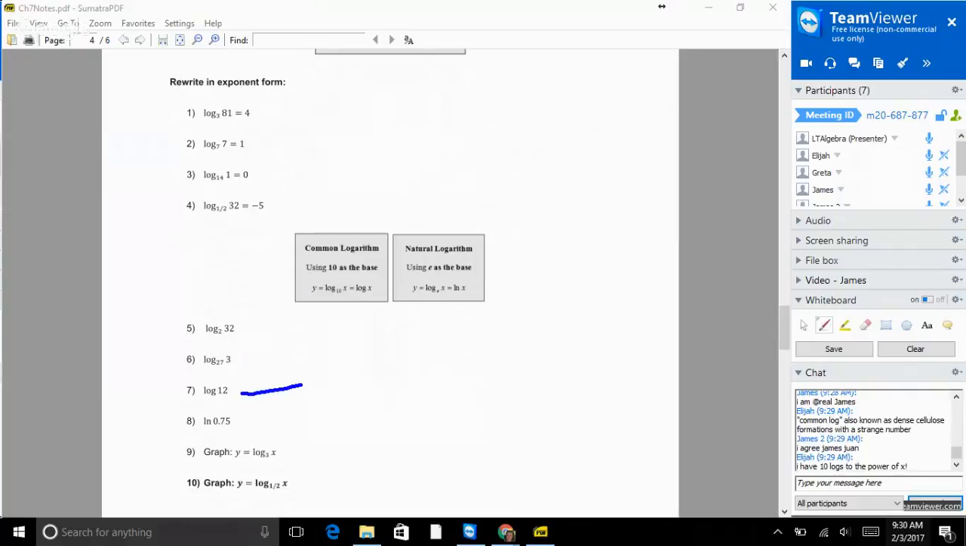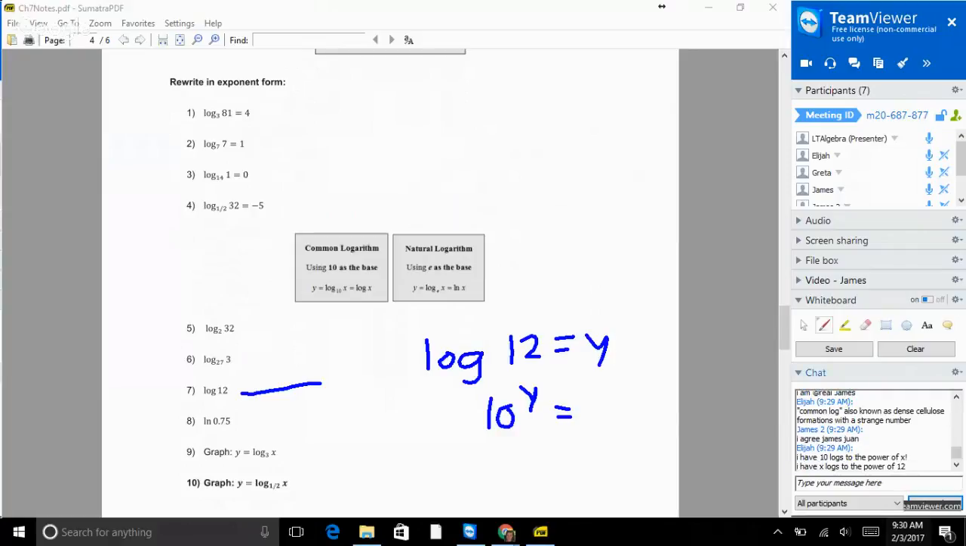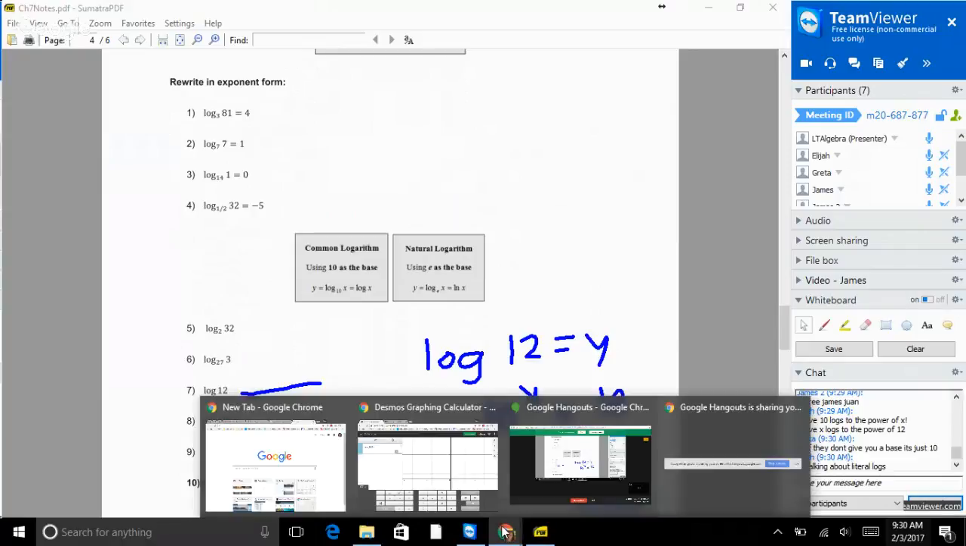If you see a problem like number 7 where you have log of 12 and you're like, oh, they didn't give me any base, that means you're trying to find, and this equals y, right? You're saying 10 to the what power gives me 12? Is what you're trying to find, okay? And this you probably don't know off the top of your head, so that's why a calculator is going to help you out, right? So if we switch over to Desmos, maybe.